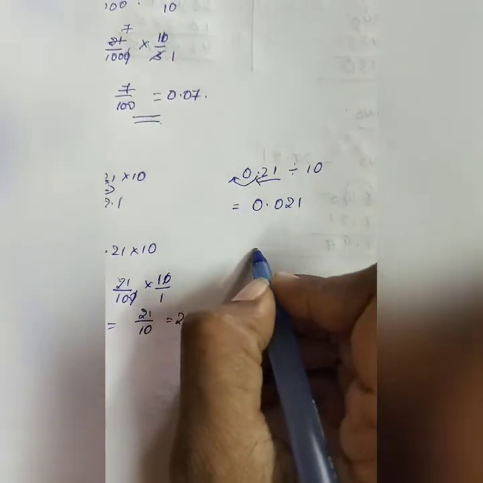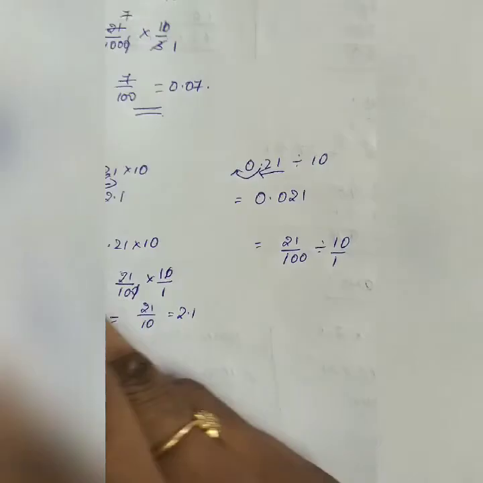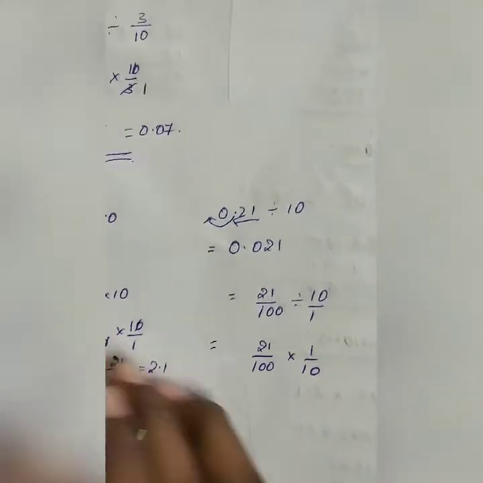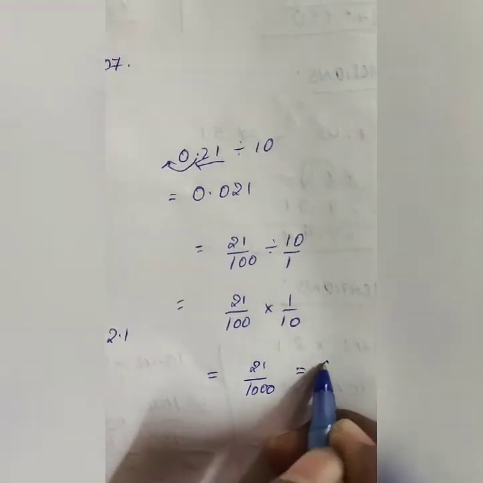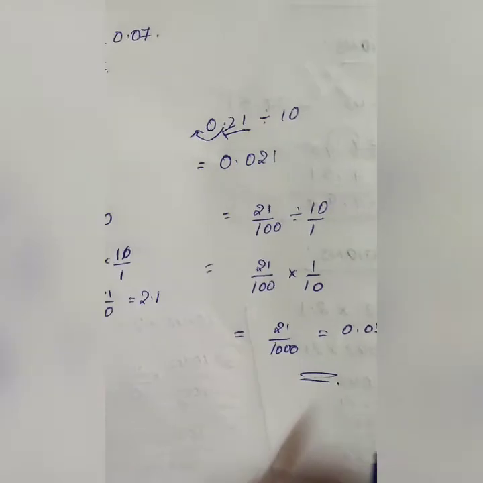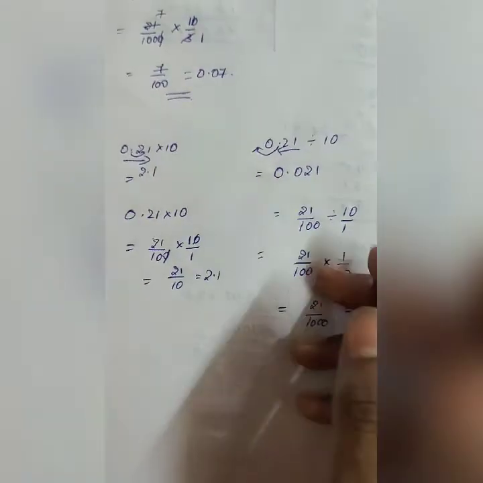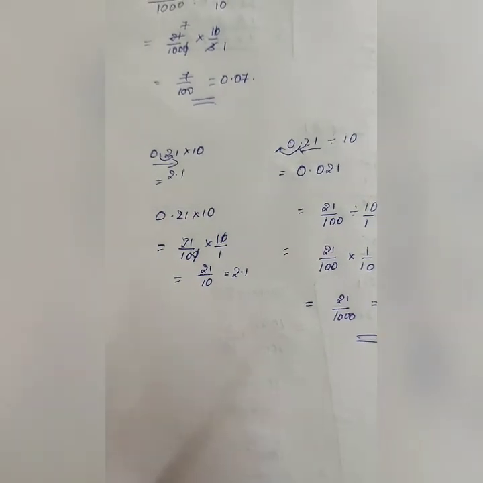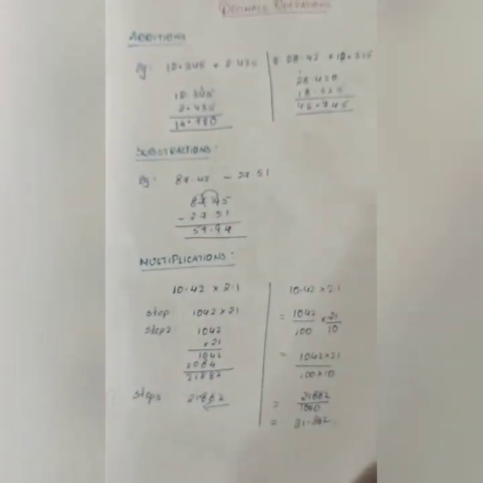Okay, we can also go with the formal method, 21 by 100 divided by 10 by 1. That is 21 by 100 into 1 by 10. So what will this be? 21 by 1000, that is 0.021. Like this also you can go ahead. If you are having a whole number, just write it in fractional form. What is the fractional form of a whole number? 10 by 1, or the number divided by 1. Okay, these are the basic operations of decimals.